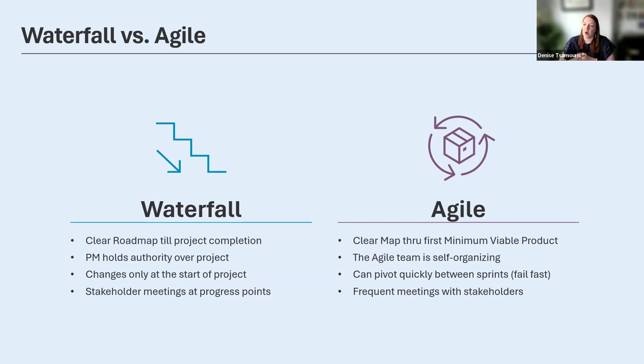Stakeholder meetings in Waterfall are at progress points. And with Agile, there are frequent meetings with stakeholders at the end of sprints. You can do a sprint review with your stakeholders where you go through what you've completed, where you're going, and what's going to come out of the backlog next. So, like I said, very surface level of Waterfall versus Agile.